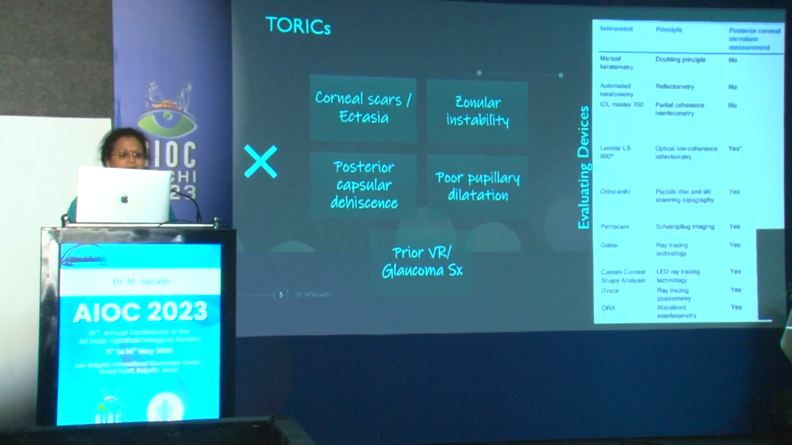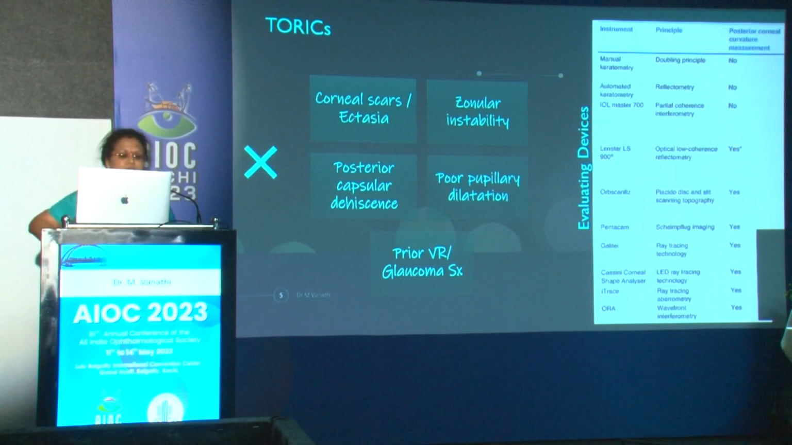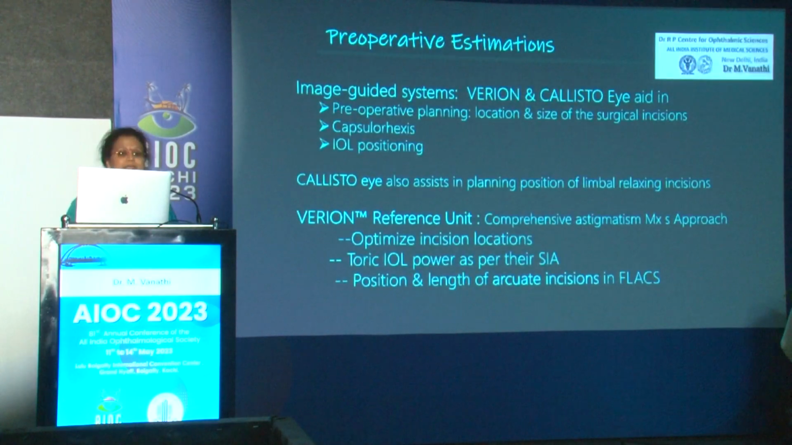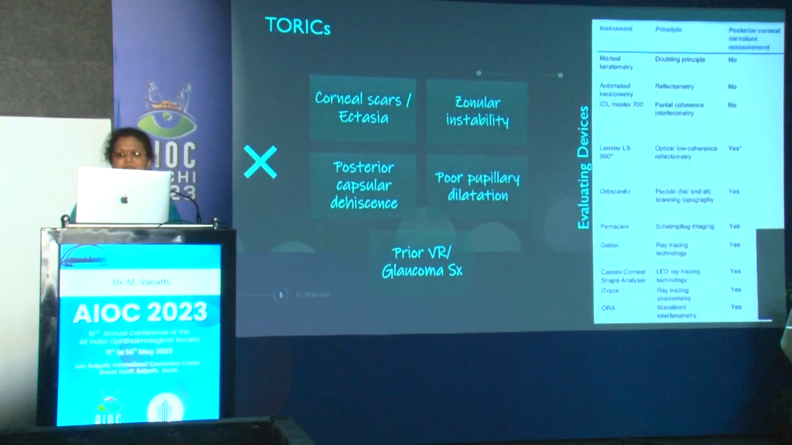So under these you would have patients who have a corneal ectasia, who have scars here, those who have zonular instability, those who have posterior capsular dehiscence, and relatively those who have poor pupillary dilatation, because you might have difficulties in your surgery or difficulty in placing your lenses in the bag here, and patients with prior VR or glaucoma surgeries, then those are patients where you have a compromised posterior segment and you're going to be skeptical on placing the lenses in these patients here.